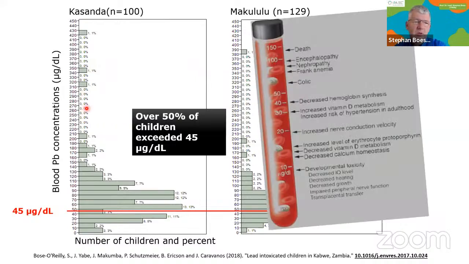And you know, here you see children with levels way above 100. And this is the area where children can even die due to lead poisoning. So these children are really at a very high risk.